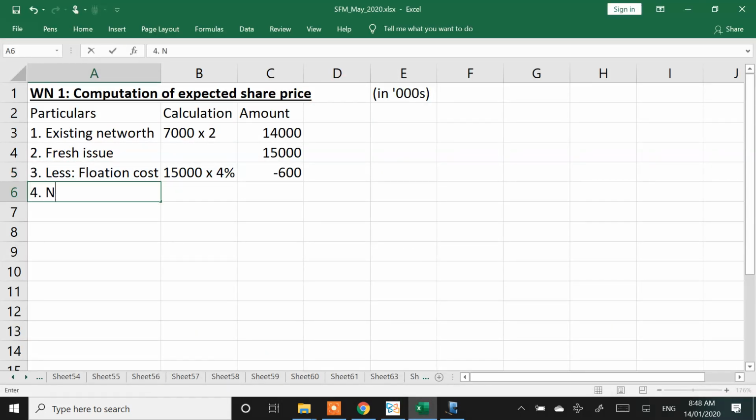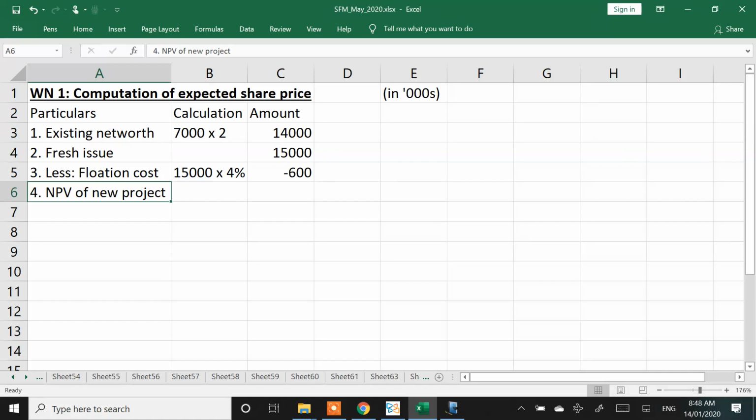Next, NPV of the new project. See, this 15 million is put for 2 uses. One is to do a new project and second is to do a bond refunding. Both can have positive NPV. One can have positive, one can have negative. The project will give you positive NPV. How much? So 2,200. The project will give me 2,200.